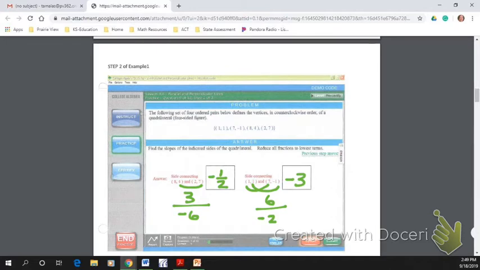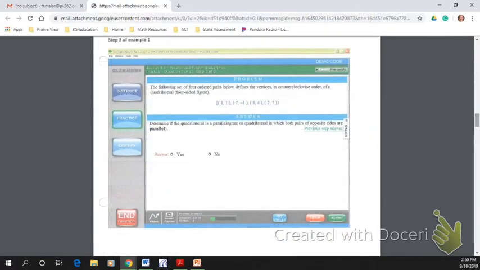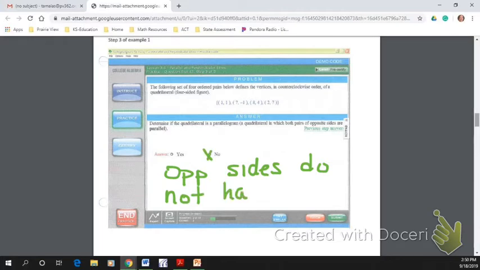So step 3 is going to be, is this thing a parallelogram? So turn the page. No. Why is it not a parallelogram? Different slope. Because opposite sides do not have the same slope. So I think I've already marked the no there for you, but if you want to write why, you could write opposite sides do not have equal slopes.